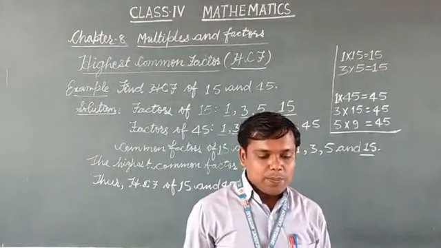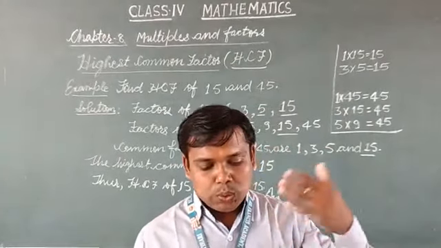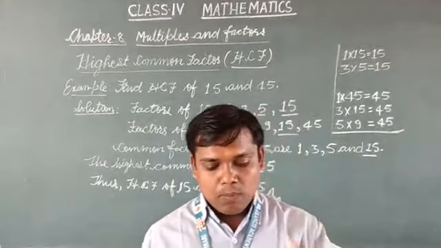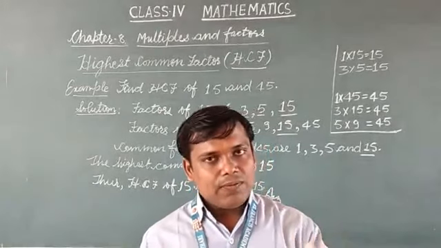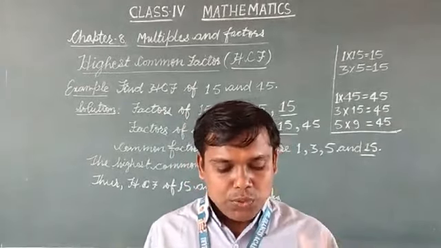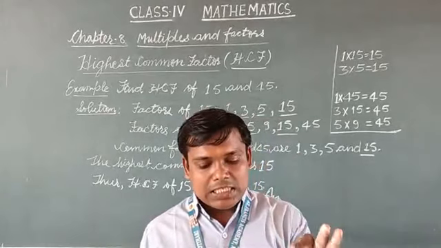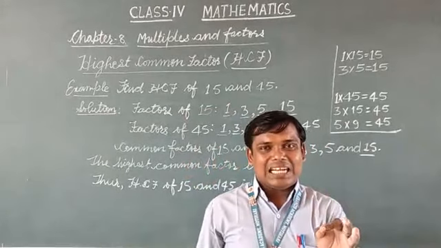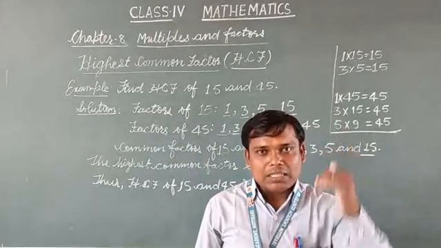If we have two or more numbers and we are finding the HCF, we observe that the HCF cannot be greater than the smallest among the numbers.